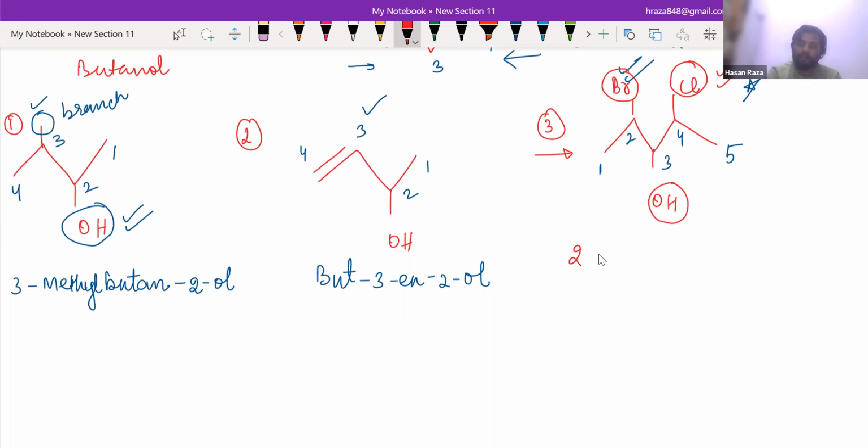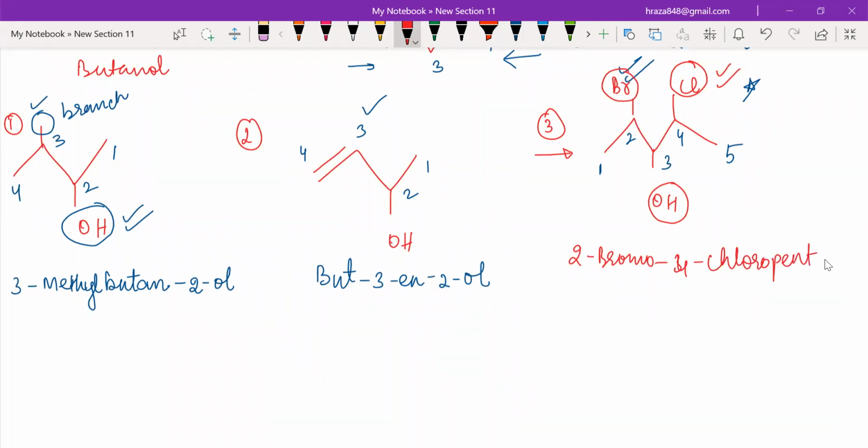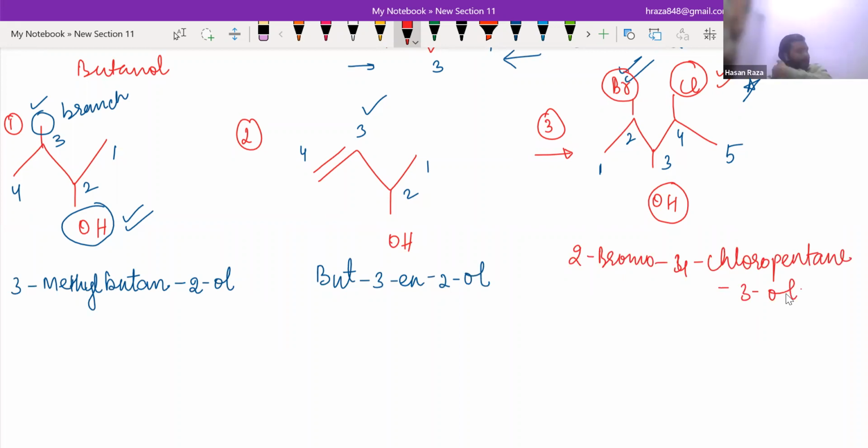So the name will be, we are going to write the name of the branch first, 2-bromo, 4-chloro, then jump to the parent chain, how many carbon, 5, pent, and all are singly bonded, pentane, and then 3-ol. Is that clear? Yes, sir. Please do write it. And then we will move to the next, alcohol, aldehyde part.